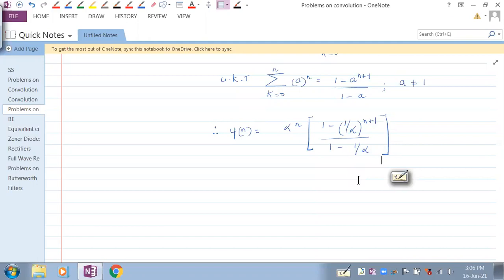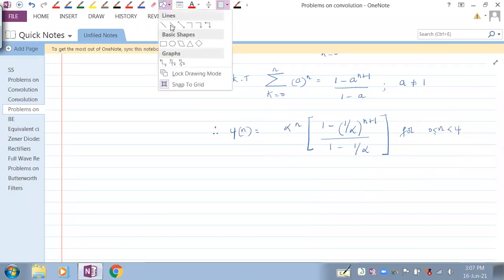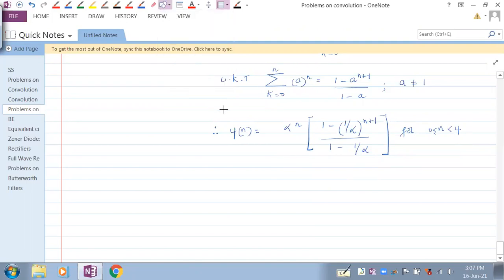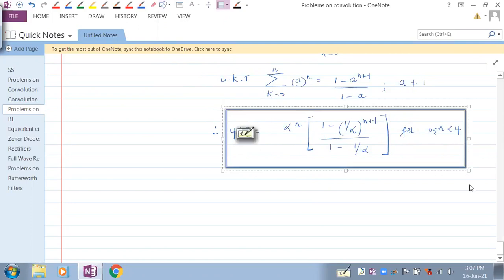From where to where is this y of n like this? This is from 0 to 4. Everybody understand that? So this is from 0 to 4. So this is this for n greater than or equal to 0 and less than 4. Fine. So this is one case.